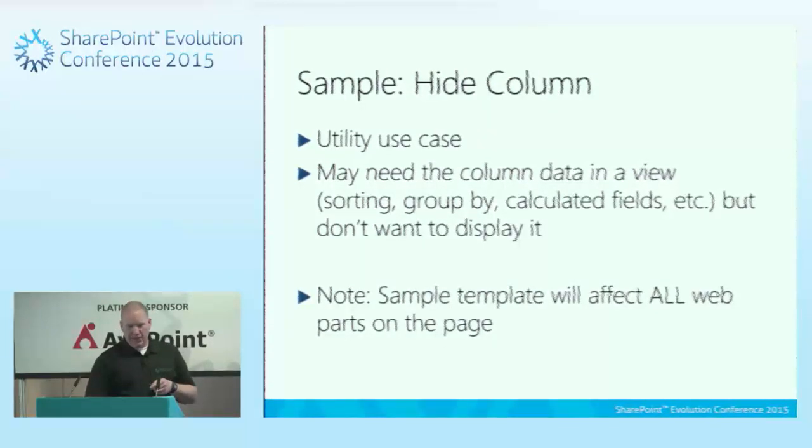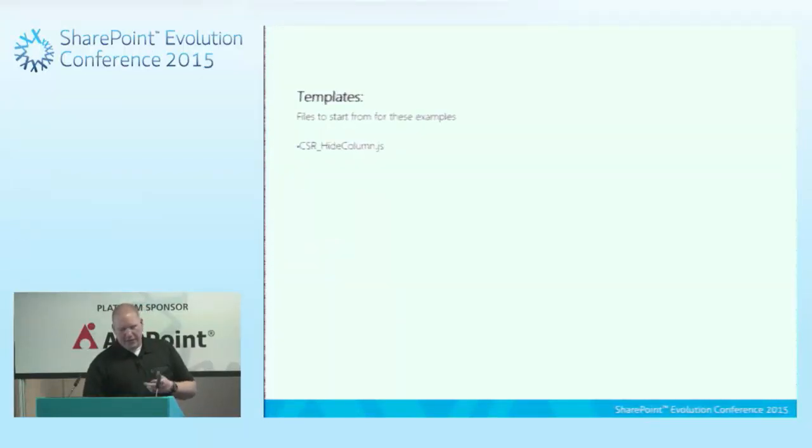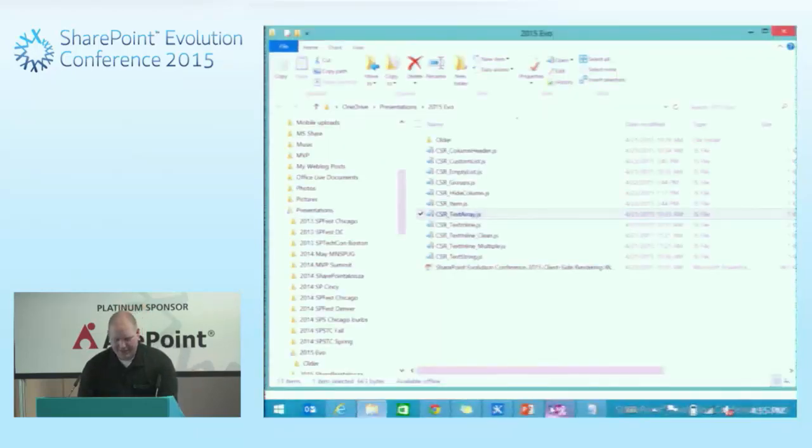Again, this is another one that could potentially affect all your web parts. So if you're hiding a column and then all of a sudden columns on your other lists start dropping off, that's a good place to look at this one and make sure you've got the targeting going on. And I don't have a screenshot, because that would be a web part with nothing on it. But I'll show you the example here in a sec.